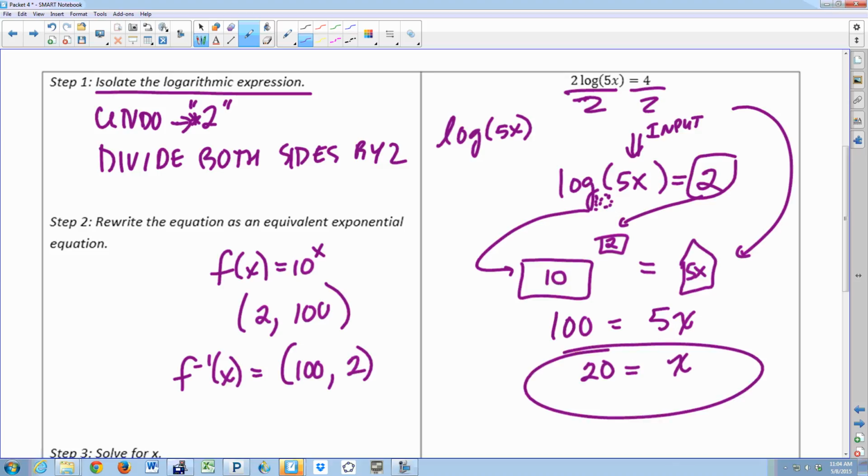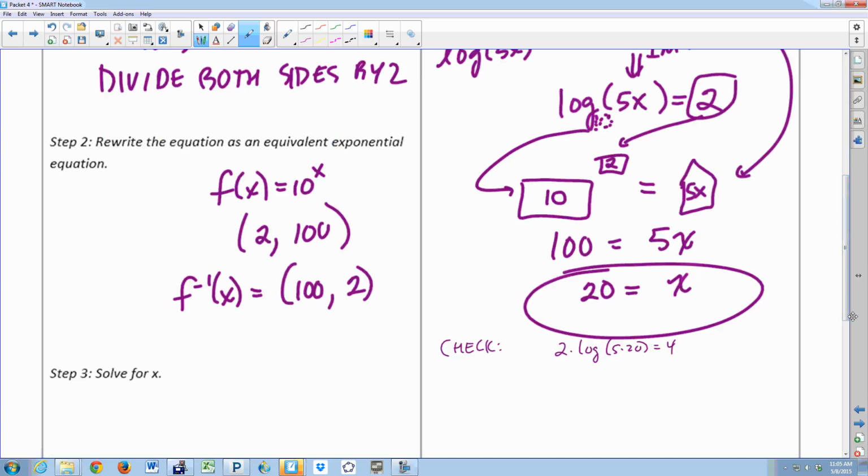Voila, you're all done. Now you check. So let's do our check. I put my answer in. 2 times the log of 5 times 20 is supposed to equal 4. Well, let's see. 2 times the common log of 100 is 4. And because this has a 10 hidden here, 10 to what power gives me 100? 2. 2 times 2 is 4. 4 equals 4. You're all set.